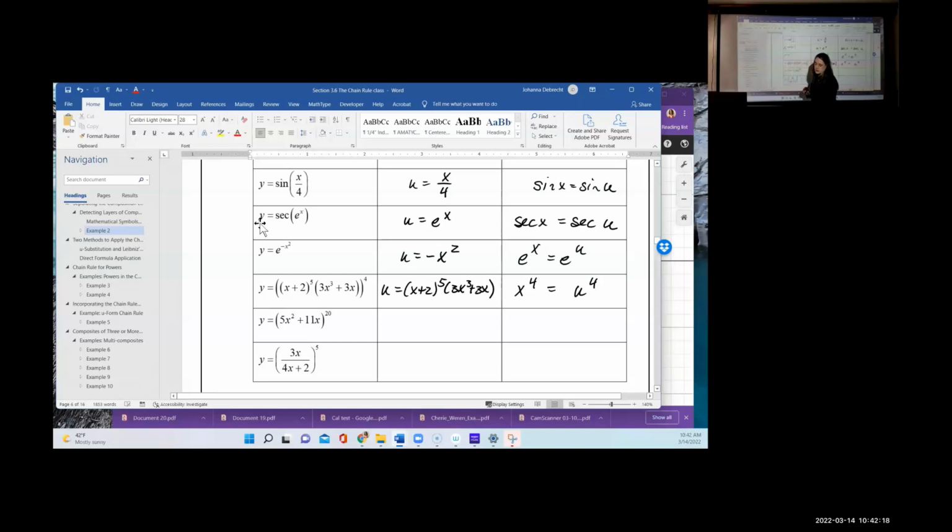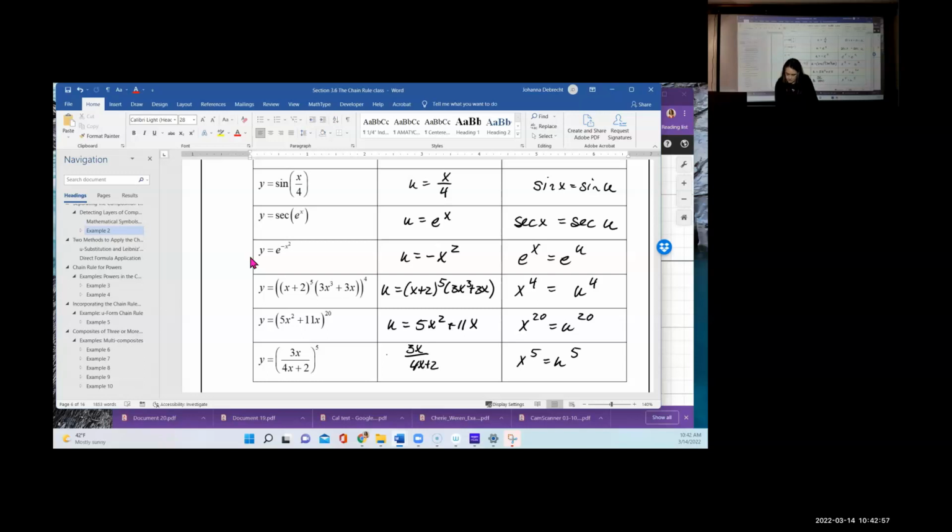All right, the last thing you do is the outside function. That makes the next one easier to do because the last thing I do would be to raise it to the 20th power. So x to the 20th or u to the 20th, whichever way you want to write it. And the inside function is 5x squared plus 11x. Similarly, on the last one, the last thing I do would be to raise the fraction to the 5th power. So x to the 5th or u to the 5th becomes my outside function, and the inside function becomes that fraction.